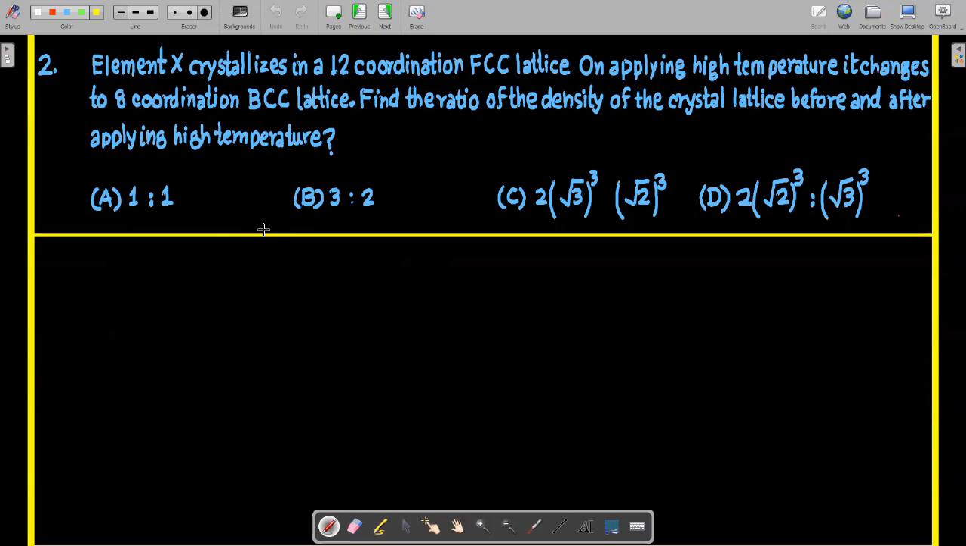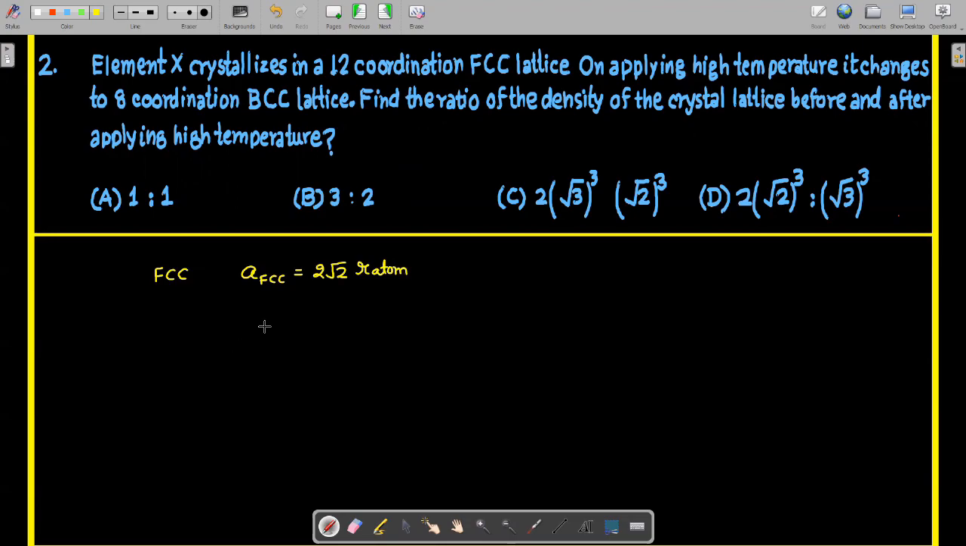So in order to calculate the ratio, if the same element is existing in two crystalline structures, we are assuming that the radius of that atom is the same in both the crystals. So here, when we are saying that it is FCC, I can write the relation between edge length of the FCC cube and the radius of the element, right? So a is equal to 2 root 2 R, where R is the radius of the atom. It is the condition for FCC.